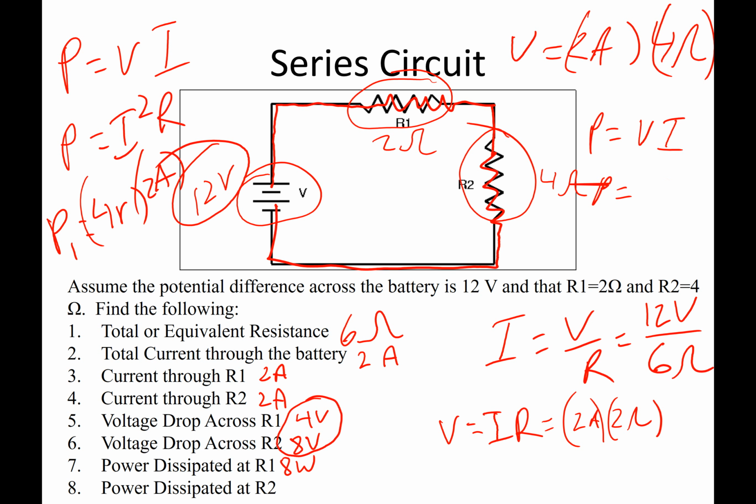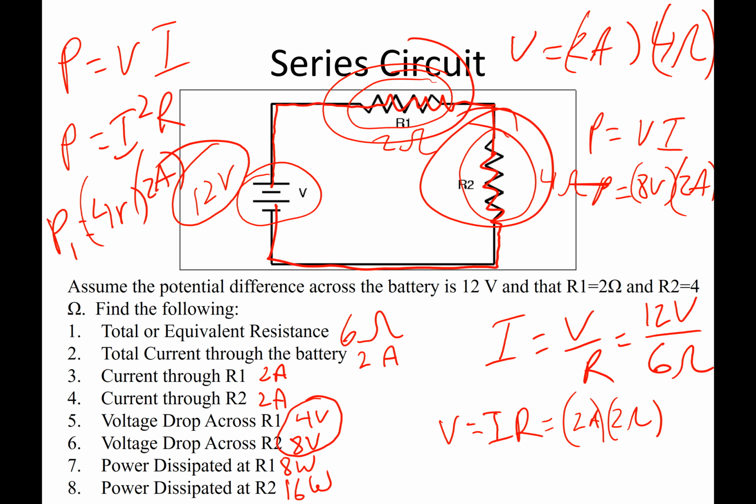So the voltage drop at resistor 2 was 8 volts. The current through resistor 2 was 2 amps. So 8 volts times 2 amps, we have 16 watts going through resistor 2. If these were light bulbs instead of just plain old resistors, light bulb 2 would be brighter, because to compare the brightness of light bulbs, compare the power dissipated. More power dissipated is going to mean a brighter bulb in most cases.